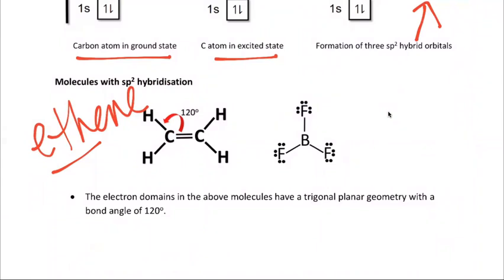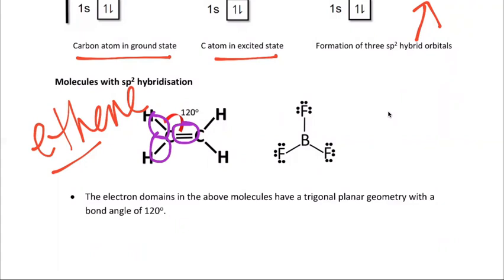Okay, so ethene is an example of something that does sp2 hybridization, because if I look around the carbon atoms, there's 1, 2, 3 electron domains around that carbon atom, and if I check the other one, it's also 3. 1, 2, 3. So both carbon atoms have 3 electron domains around them. So both of those carbons have sp2 hybridization.